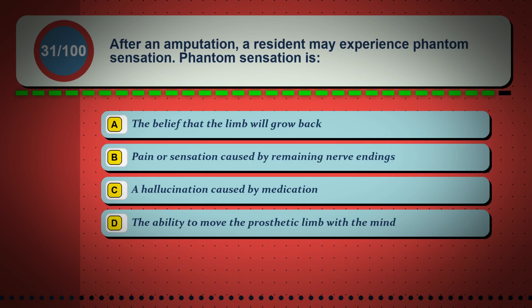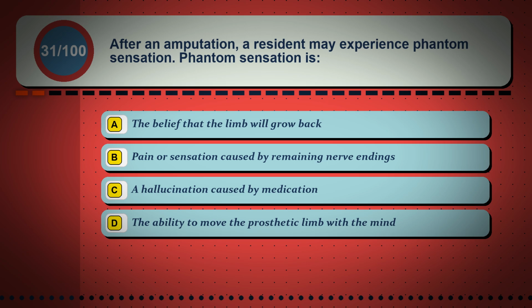Question 31. After an amputation, a resident may experience phantom sensation. Phantom sensation is: Option A. The belief that the limb will grow back. Option B. Pain or sensation caused by remaining nerve endings. Option C. A hallucination caused by medication. Option D. The ability to move the prosthetic limb with the mind.